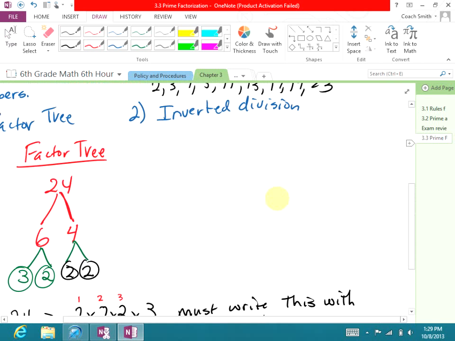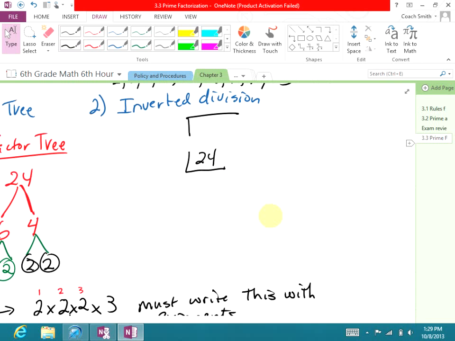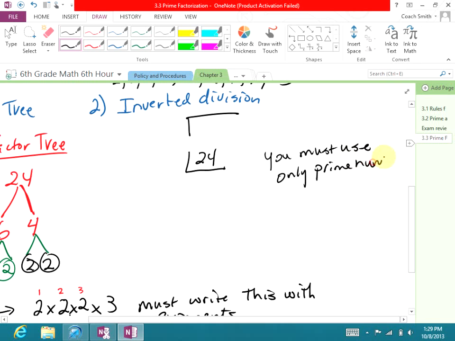Now, inverted division. We know that division looks like that. So if I invert something, I flip it over. So inverted division is that, and I stick my 24 in there. With inverted division, you must use only prime numbers. So I just said my first prime number is what? 2. So I'm going to put a 2 right there. I'm going to divide 2 into 24. 2 into 2 goes 1 time. 2 into 4 goes 2 times. Then I'm going to draw me another little bracket.